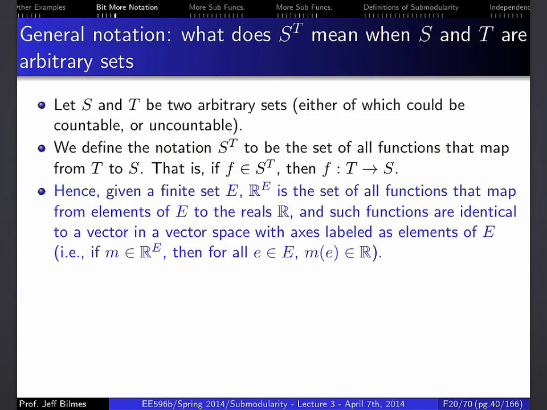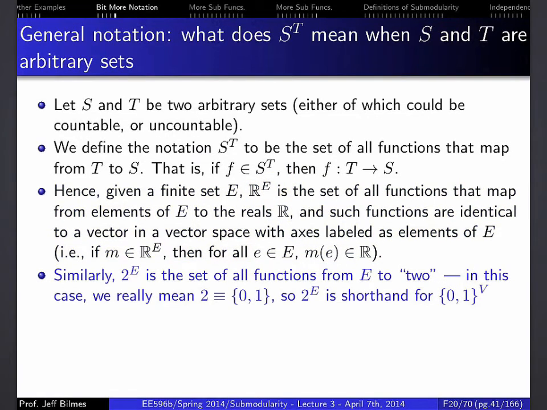So here's an example of that notation in action. We've got a finite ground set E, R to the E. It's basically a function that maps from elements in the set E to real numbers, right? It's a vector in E-dimensional space. Basically, you can think of a vector as a function that maps elements to real numbers, right? Its coordinates.